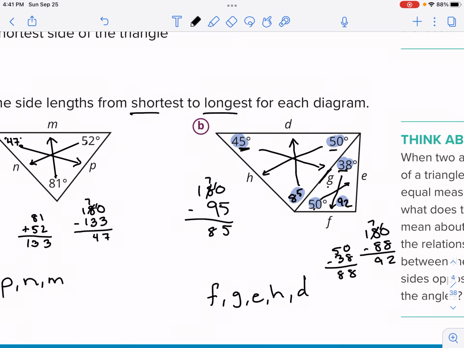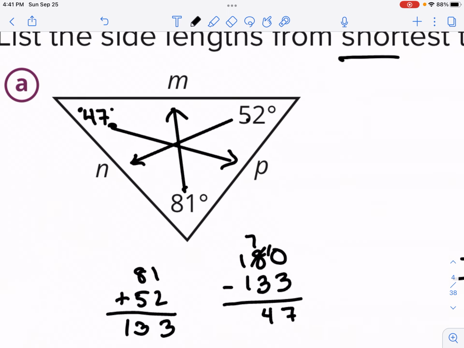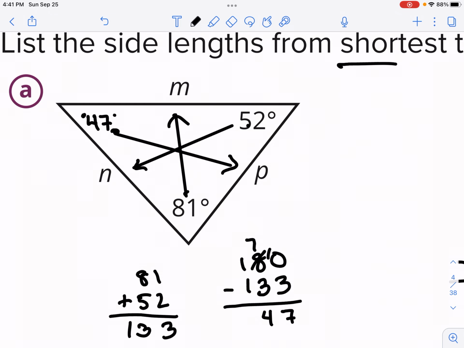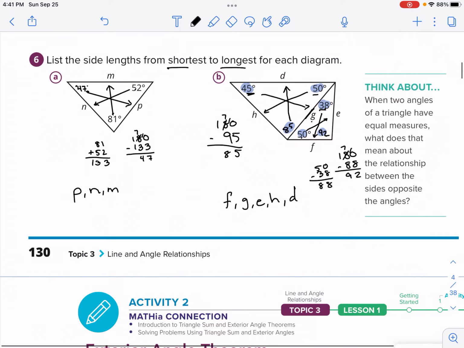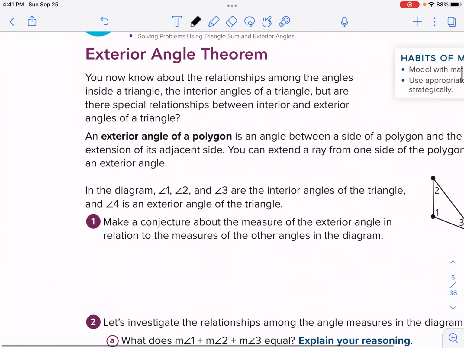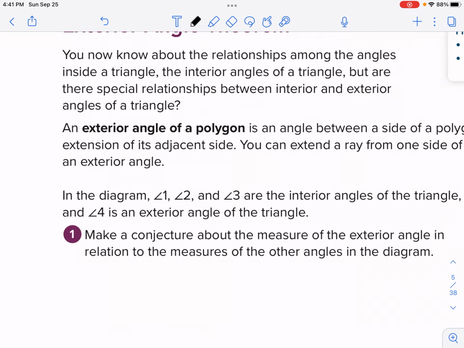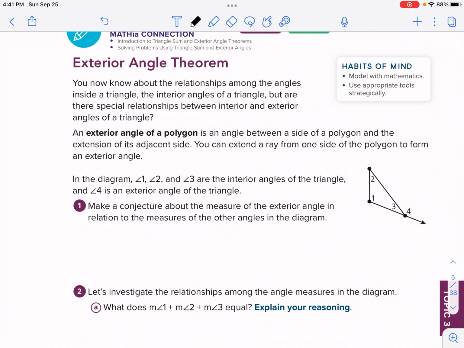Okay. Anyways, so we're just using these two problems here, right? Looking at which one's smallest to biggest and comparing the side lengths. All right. We're going to work a little bit faster though for the next activity. We're going to really summarize this. So we worked with the interior angles of a triangle. Now we're going to work with the exterior angle of a triangle.